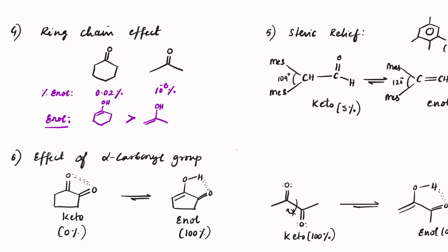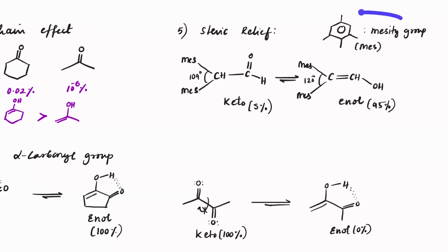Next, steric relief. Suppose there is a mesityl group present on carbon, and imagine there are two mesityl groups present here. This entire mesityl group, I'm calling it as MES. So one MES here, one MES here. Between two mesityl groups, there will be huge strain because the expected angle is 109 degrees. But because of such bulkiness, these groups will always have van der Waals repulsions. If this 109 degrees converts into 120 degrees, that will release the strain and suddenly increase the enol percentage. That's why in steric relief cases, this one is also 95% enol.